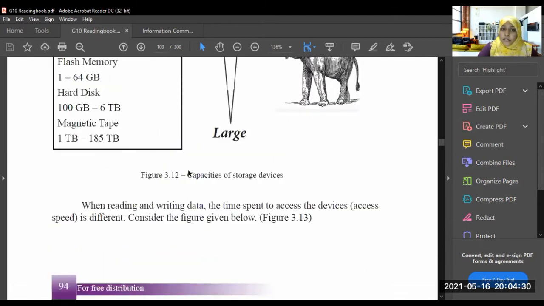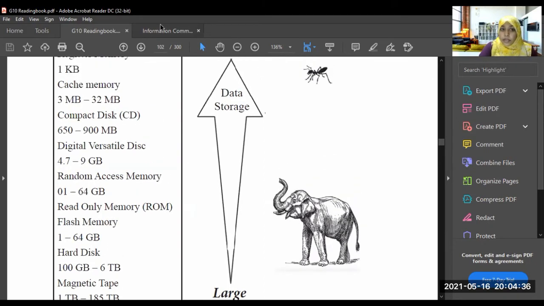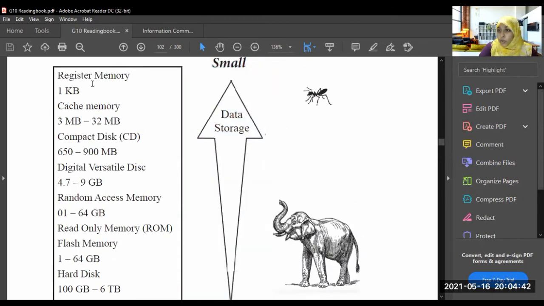Okay, so when going with the capacity of the storage devices, register memory, you know register memories, right? So register memory is the smallest capacity storage device. We can't store a lot of things in the register memory. Cache memory is the second smallest memory in the computer. Compact disc is bigger than the cache memory.